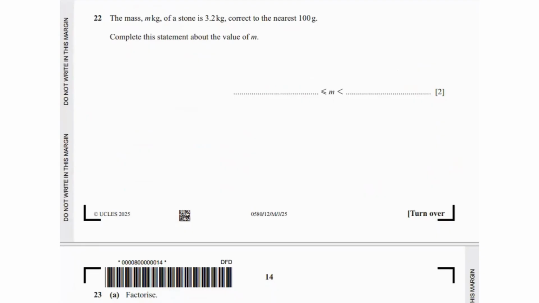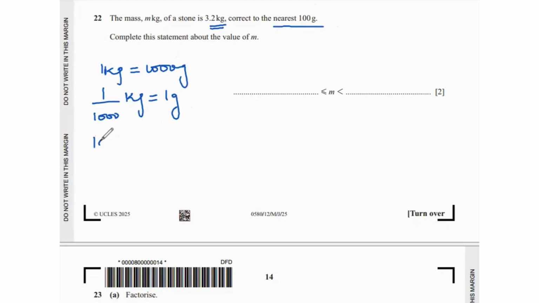Then it says the mass m kg of a stone is 3.2 kgs, correct to the nearest 100 grams. Complete the statement about the value of m. So if you notice, it's correct to the nearest 100 grams and the value is given in kgs. So 1 kg is 1000 grams. And 1 over 1000 kg equals 1 gram. So to convert 100 grams into kg, we do 100 times 1 over 1000. That's going to be 1 over 10, which is 0.1 kgs. So 100 grams equals 0.1 kg.